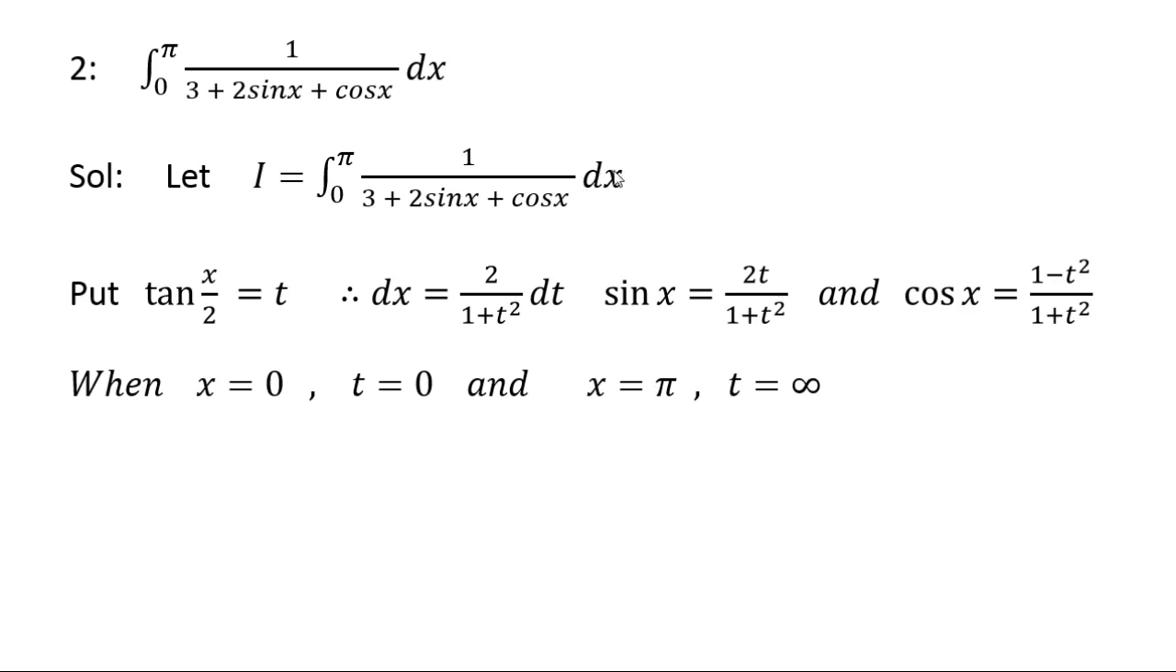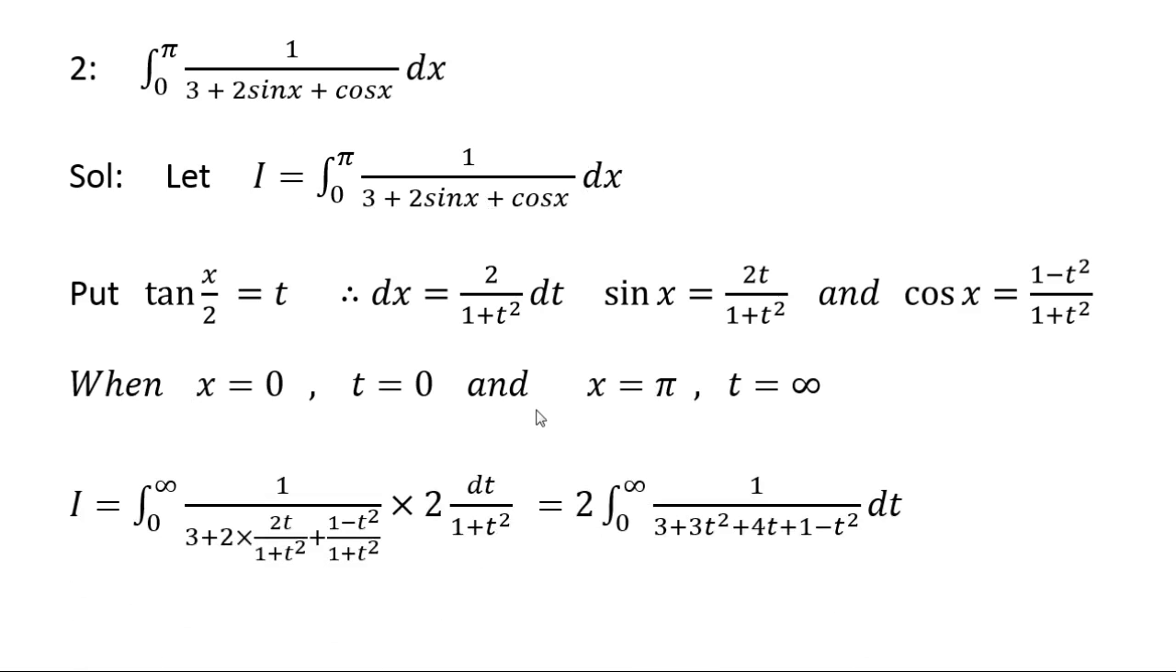So we rewrite this integral. हे जे इंटिग्रल आहे हे इंटिग्रल मी टीच्या लँग्वेजमध्ये लिहितो. I is equal to integration from 0 to infinity 1 upon this 3 as it is, 2 as it is, sin x. For sin x I write 2t upon 1 plus t square. आणि for cos x, in place of cos x I write 1 minus t square upon 1 plus t square. For dx we have 2 dt upon 1 plus t square.